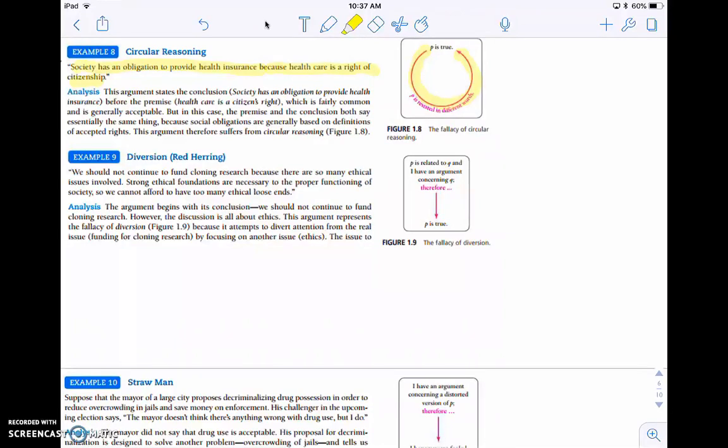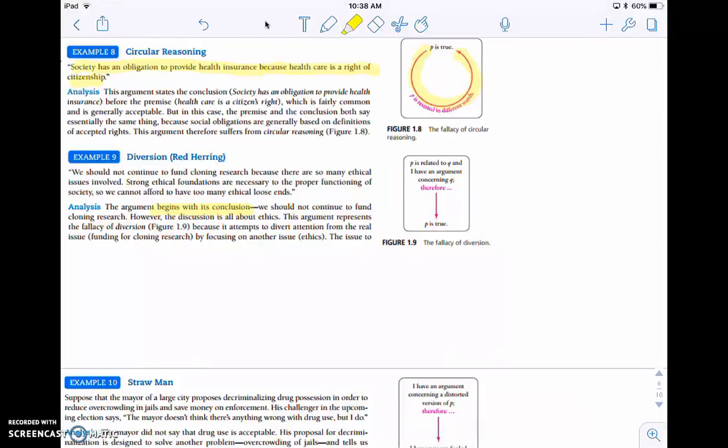So the next one is a diversion, and this is sometimes known as the red herring. I'll let you know what red herring means here in a sec. But here's the example. We should not continue to fund cloning research because there are so many ethical issues involved. Strong ethical foundations are necessary to the proper functioning of society, so we cannot afford to have too many ethical loose ends. In this one, the argument begins with its conclusion: should not continue to fund cloning research.